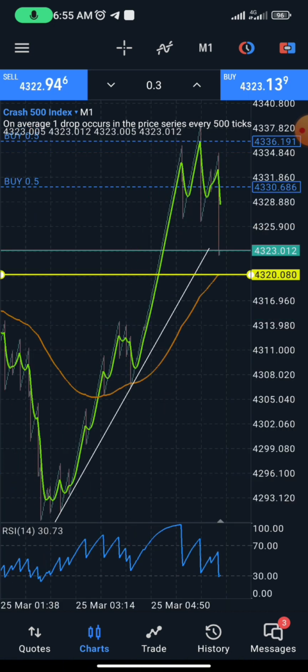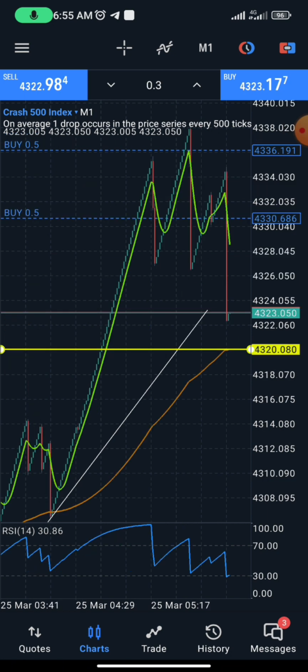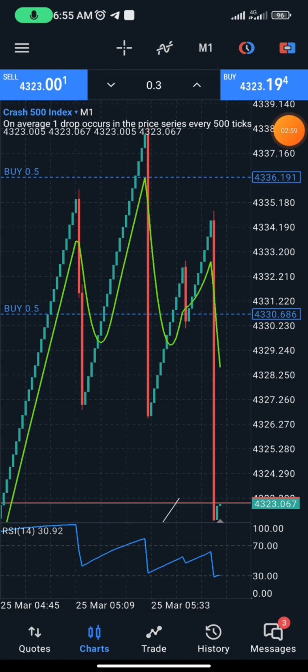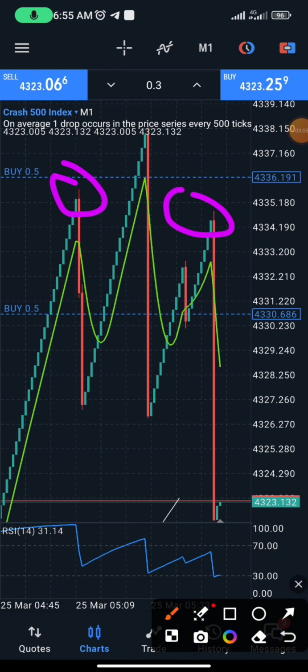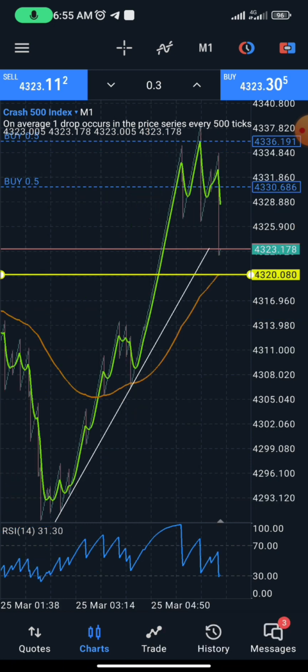I made a mistake. I could have closed. I did not check it very well right here. I could have seen this formation to close at this point. You see this? That's where I should have closed my trade, right? But I didn't. I missed that particular spot. I did not see it clearly. However, let's see what happens to this.